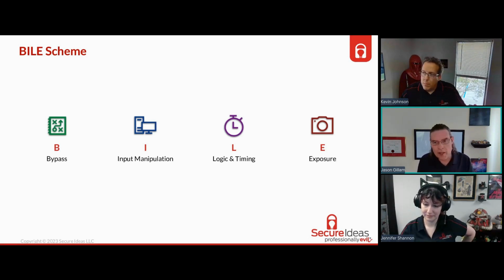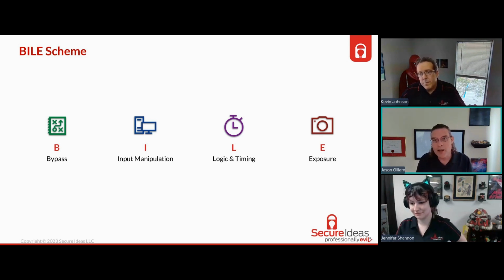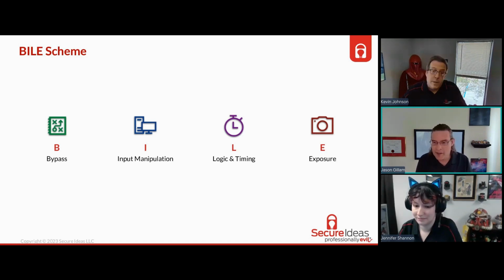Are there controls that can be bypassed? Is there input that can be manipulated? Are there logic or timing aspects to this that could be abused? Is there information being exposed? That's really what BILE is, right? Yeah, that makes sense. In a nutshell.